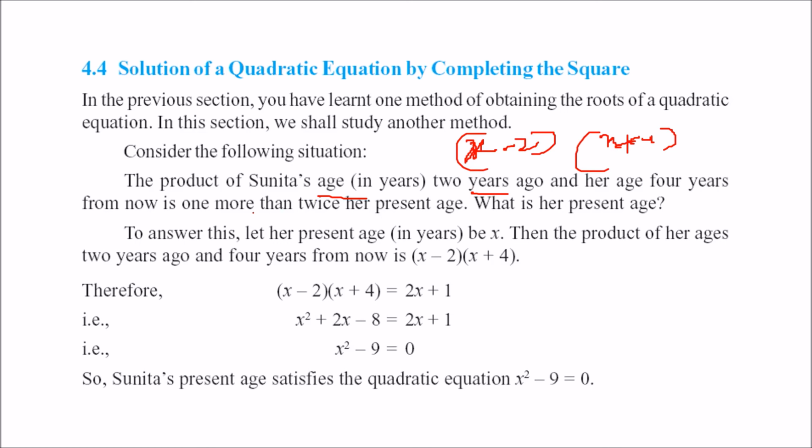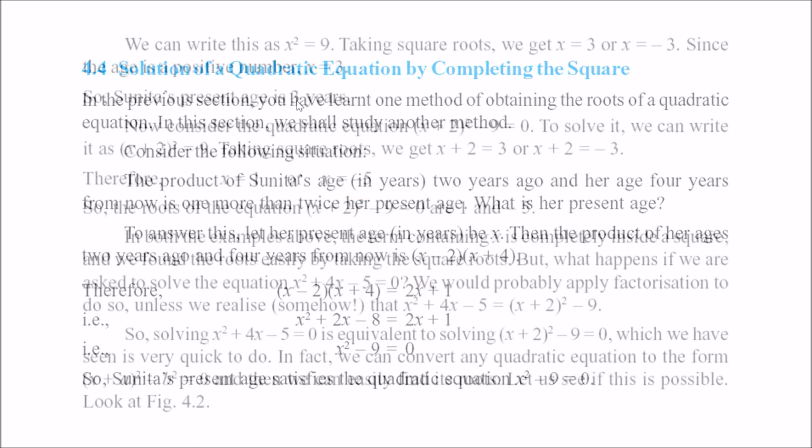So now is 1 more than twice her present age. So that will be twice plus 1, which means 2x plus 1. What is her present age? The product of 2 years back and after 4 years is equal to twice 1 added to the twice. So now equate it, just multiply it, and you will get x square minus 9. This is the quadratic equation.